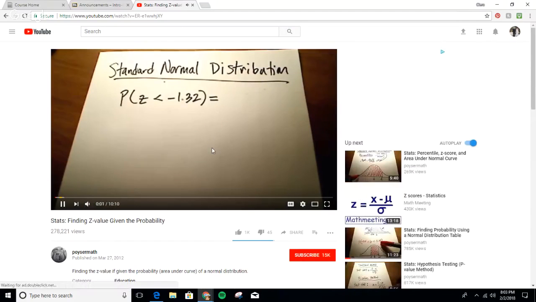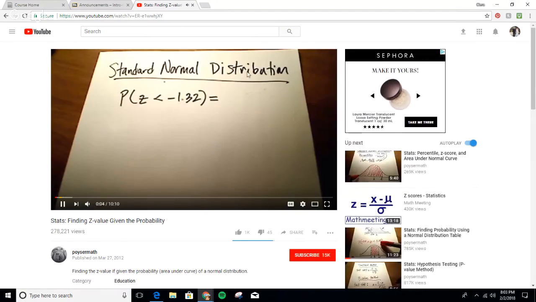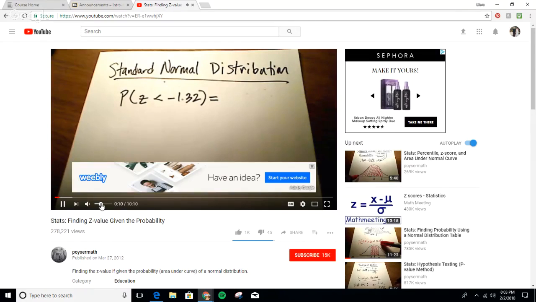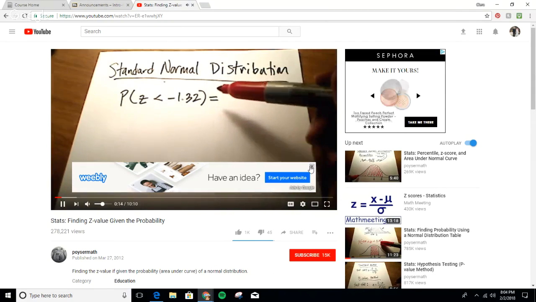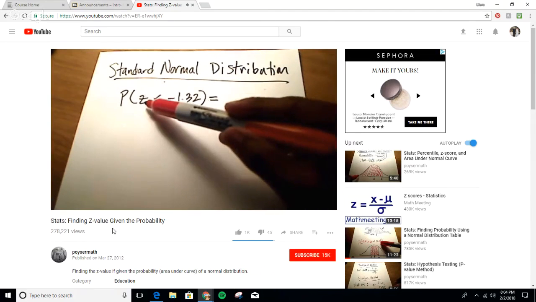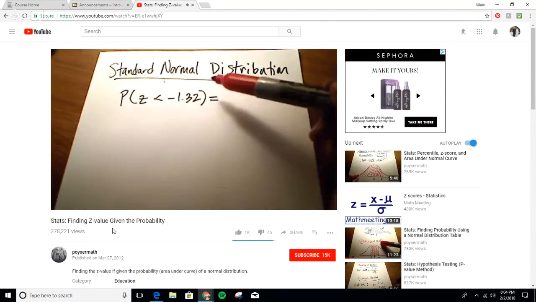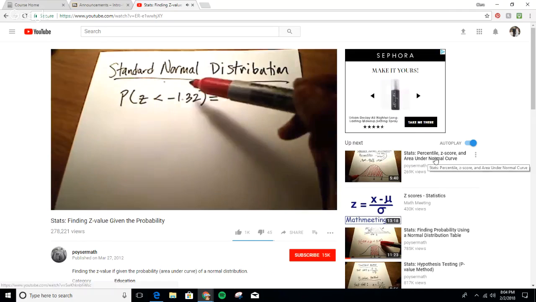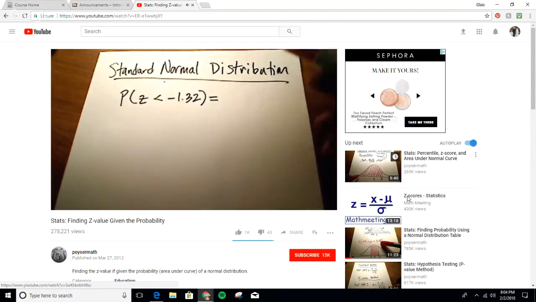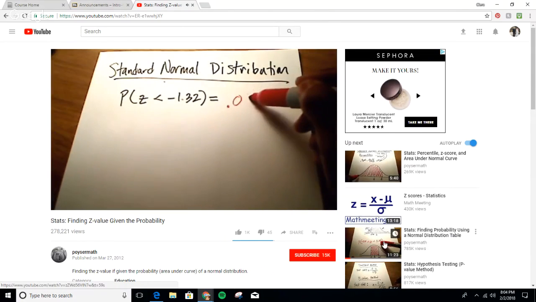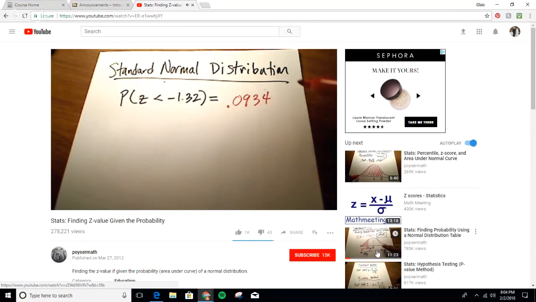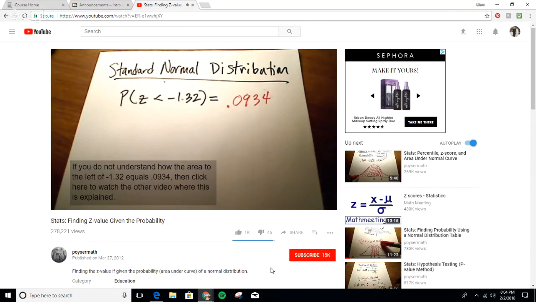I'm thinking this is. In this short video, I want to show you how to play the game backwards. What I mean by that is this. In a previous video, I showed you that if we were looking for the probability that we had a Z less than, let's shade it to the left, of negative 1.32, we had an area of 0.0934. Right? Again, you can refer back to that previous video if you'd like.